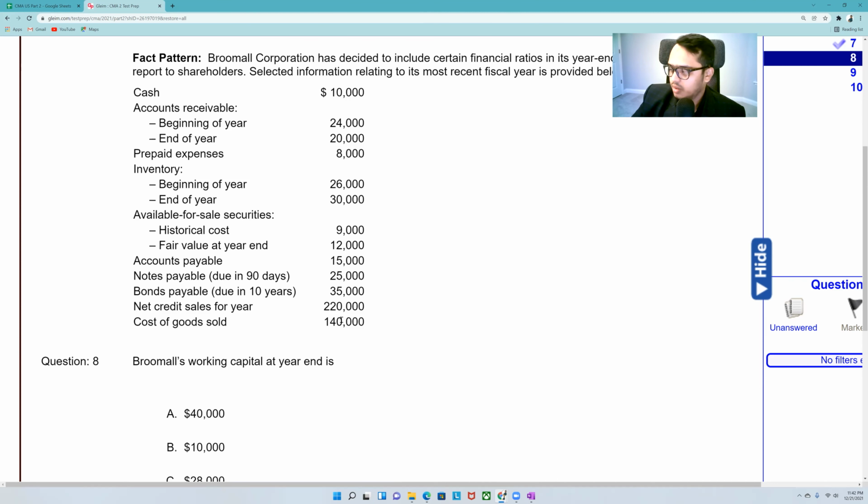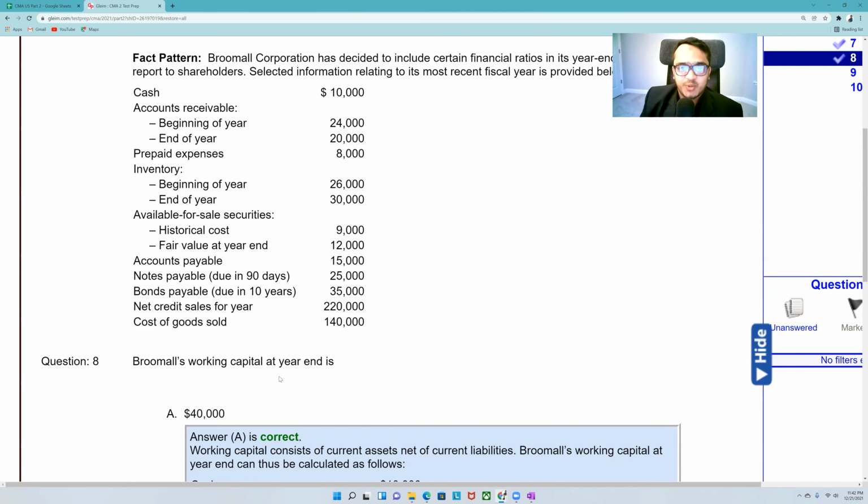Inventory I've taken. The next, what I have to take? Fair value at the year end 12,000. So 80,000 are my current assets. Current liabilities is 15,000 and 25,000. So minus 40,000. Is 40,000 there? Yep. So here, that's how we do it. I hope you guys are able to follow.